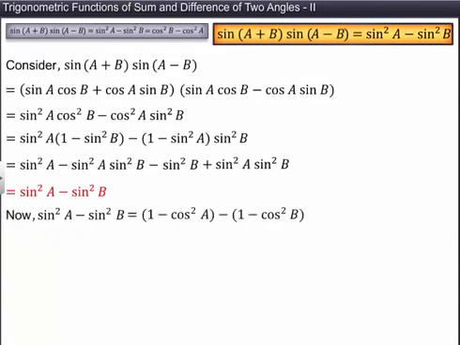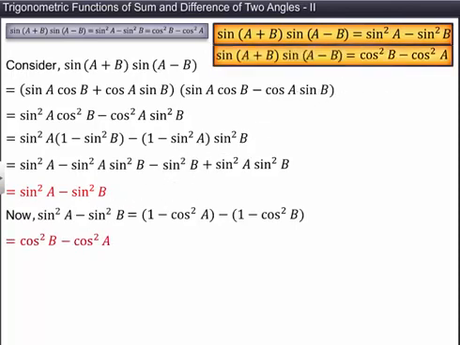Now, sin square A minus sin square B is equal to 1 minus cos square A minus of 1 minus cos square B. This is equal to cos square B minus cos square A.